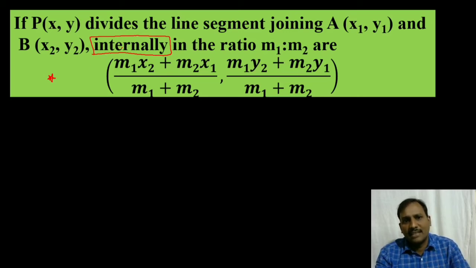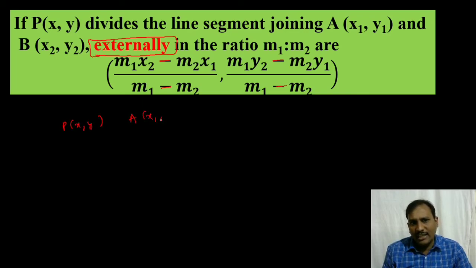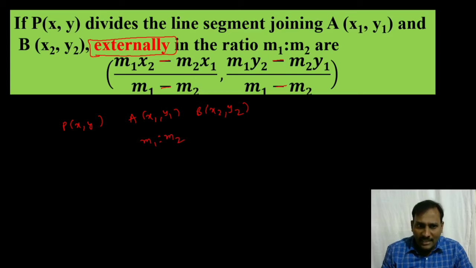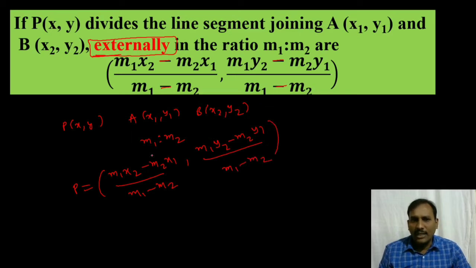Similarly, we can go for the external division. The only difference is, if you go with external division and continue the same process, you will end up with minus in place of plus. So if P (x, y) divides the line joining A (x1, y1) and B (x2, y2) in the ratio of m1 is to m2 externally, then P is equal to ((m1 x2 minus m2 x1) by (m1 minus m2), (m1 y2 minus m2 y1) by (m1 minus m2)). The only difference between internal and external is that in internal it will be plus here and in external it is minus here.